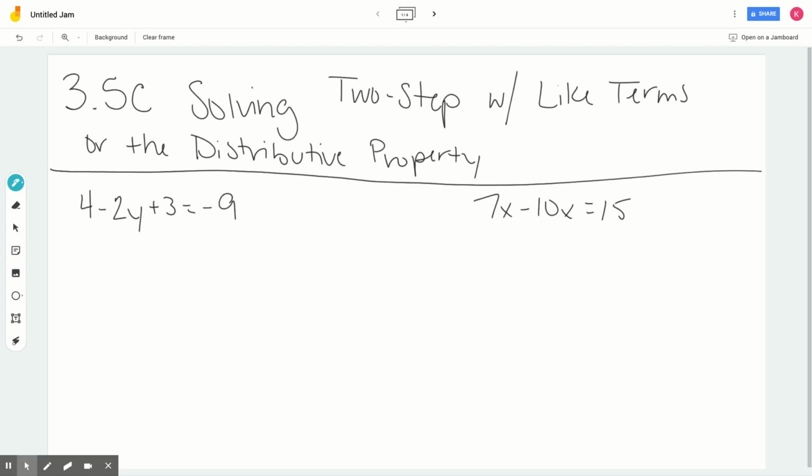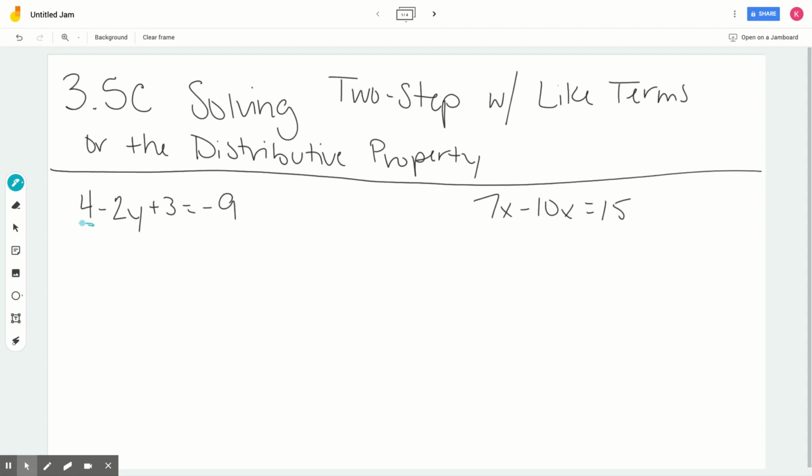Today we're going to be talking about the third part of lesson 3.5, or 3.5c, solving two-step equations with like terms or the distributive property. So let's look at a few examples. Here we have 4 minus 2y plus 3 equals negative 9.